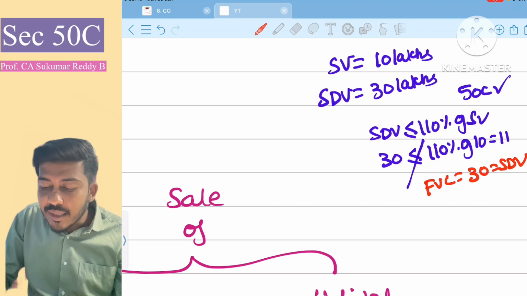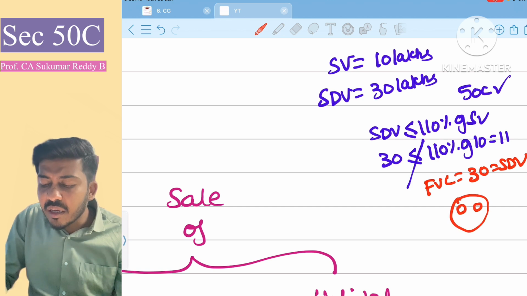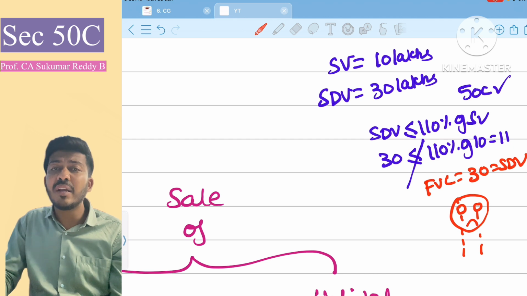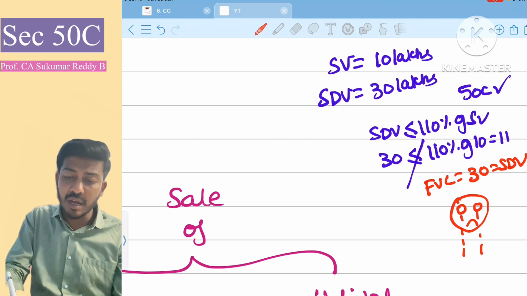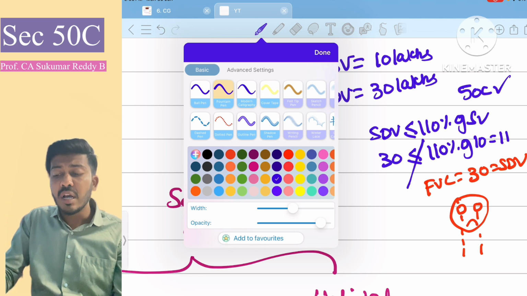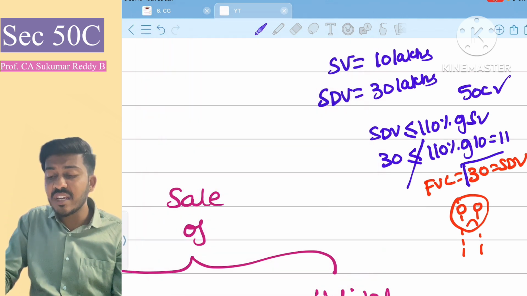Anna. Assessee started to cry. Why did the assessee start to cry? Why? What is he feeling about? Assessee is thinking, and he is very sure that whatever the SDV declared by the government is wrong.